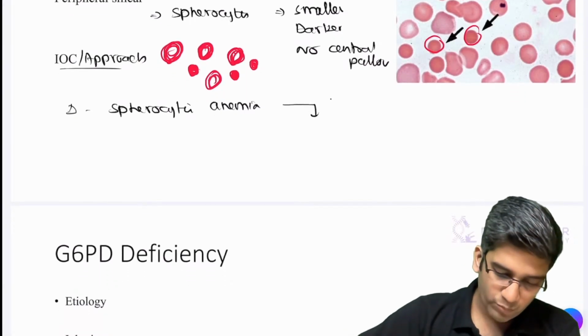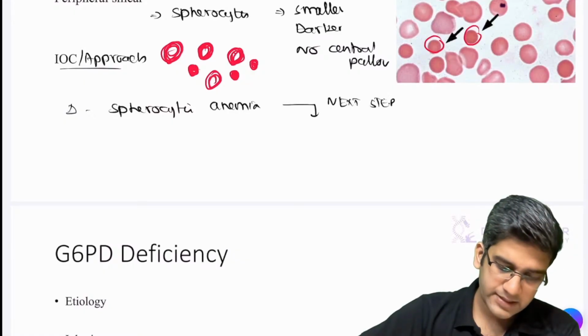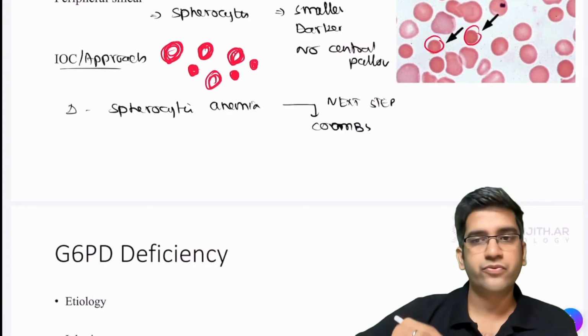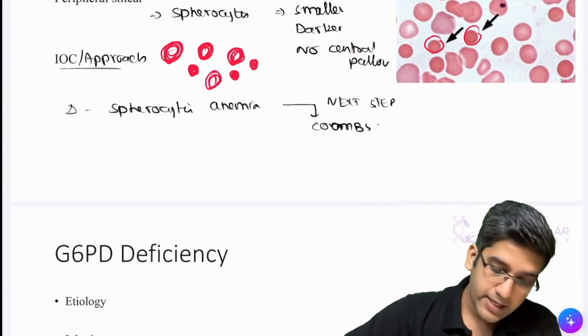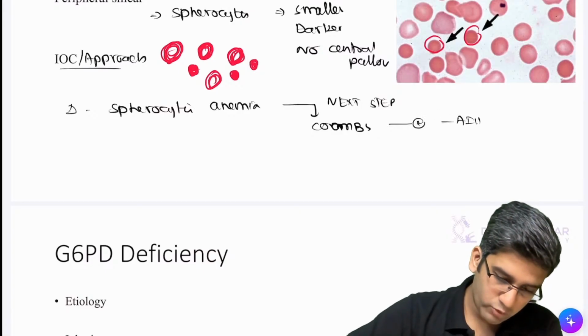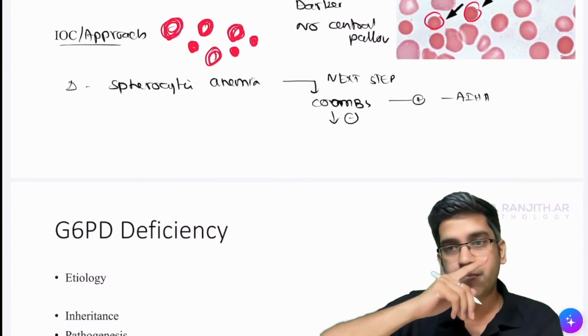So the next step to be done is the Coombs test, because we know that the most common cause of spherocytosis is autoimmune hemolytic anemia. If Coombs is positive, your diagnosis is autoimmune hemolytic anemia. If Coombs is negative, then yes, I suspect hereditary spherocytosis.